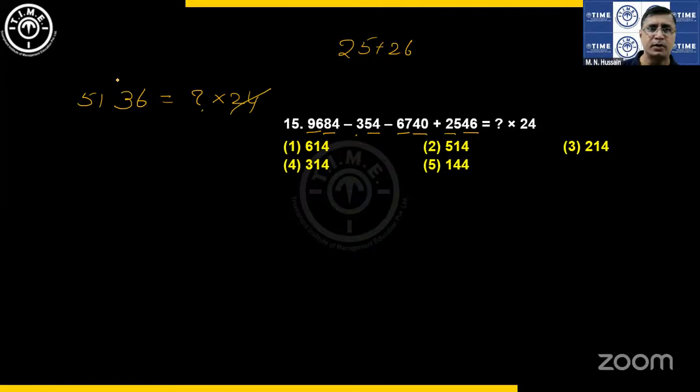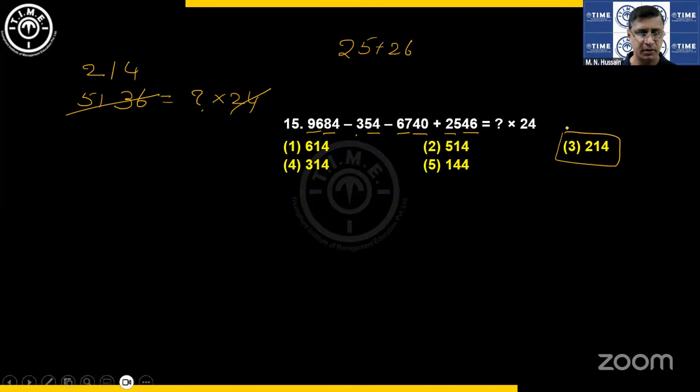24 2 times 48. 48 means left with how much here? 3. So 33 means 1 time. Now left with 9. So 96. 4 times 24, that is 96. Means 24 goes exactly 214 times. The right choice, option 3. Third choice is the right answer.